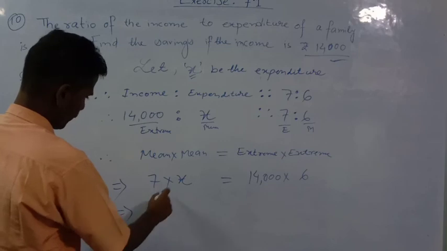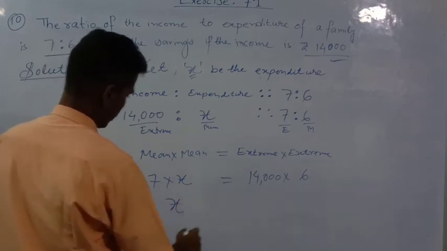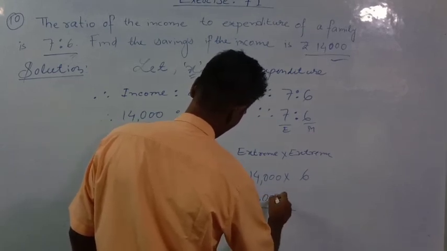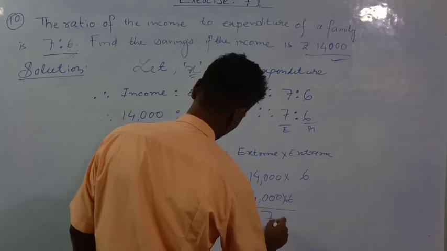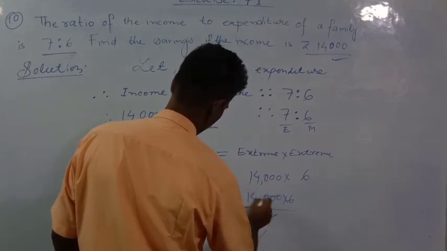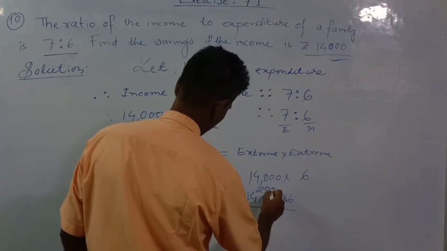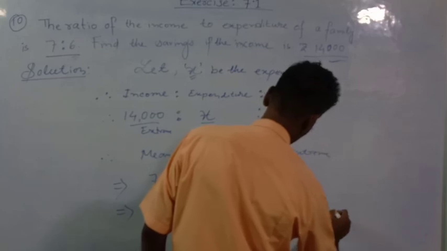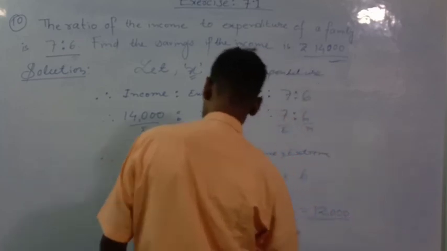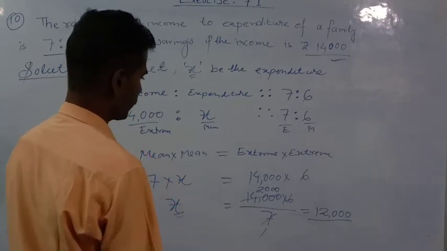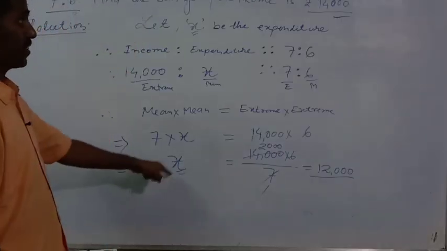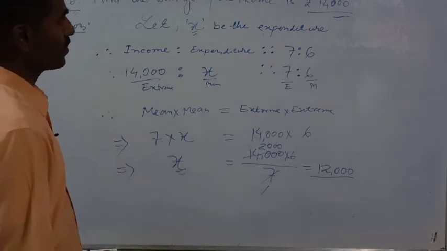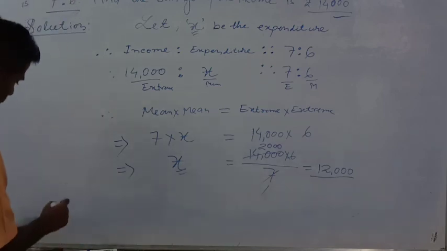In the following step we have to find the value of X. So I'll put X on the left side, and take the rest to the right side. To the right, 14,000 into 6 divided by 7. Now 7 times 2,000 is 14,000. What you got? 2,000 into 6, 12,000. This 12,000 is our value of X. That means 12,000 is our expenditure, because X is the expenditure.